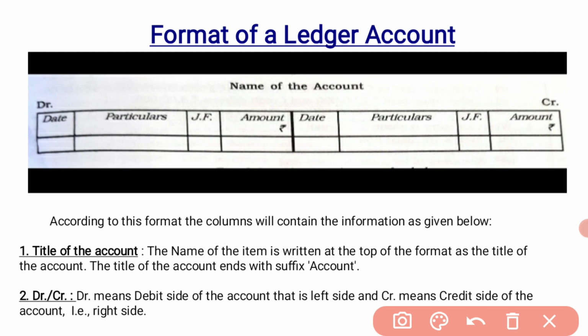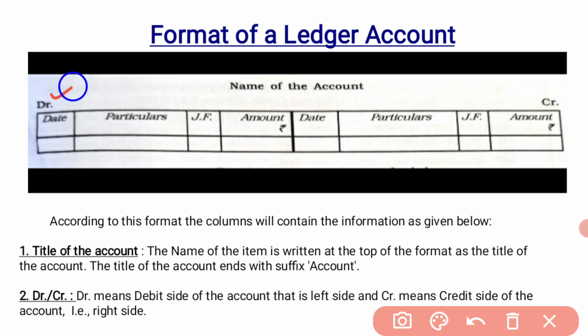According to this format, the columns will contain the information as below. Okay, so first one, that is title of the account, that we can see here. Name of the account, that is nothing but title of the account. So name of the item is written at the top of the format as the title of the account. The title of the account ends with suffix account. It means whatever the title you are going to write, cash account, so that name should end with account, title of the account.